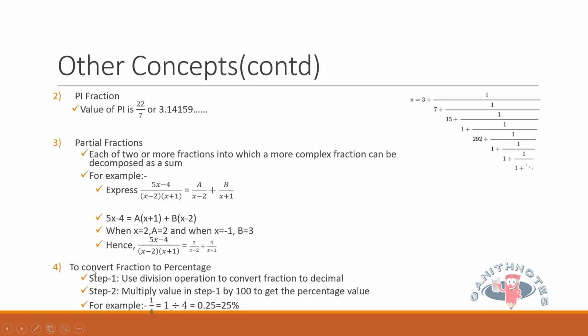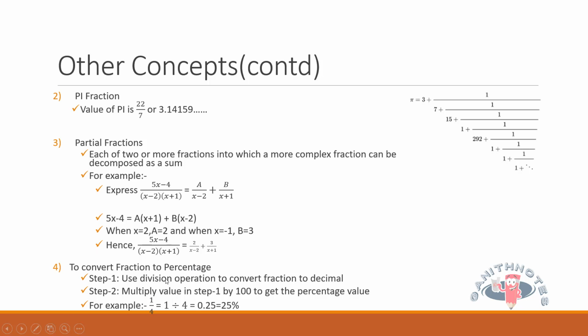Next concept would be how to convert a fraction to a percentage value. So you are given a fraction value and you are required to convert that particular fraction to express it as a percentage value. So what would we do? I have just explained it stepwise. So step 1 is you have to use the normal division operation to convert that fraction into a decimal. And step 2 would be you just have to multiply the value that you have got in step 1 by 100 to make it into a percentage value.